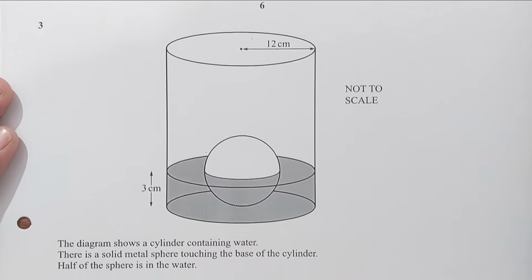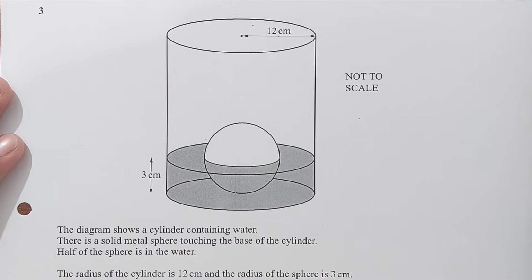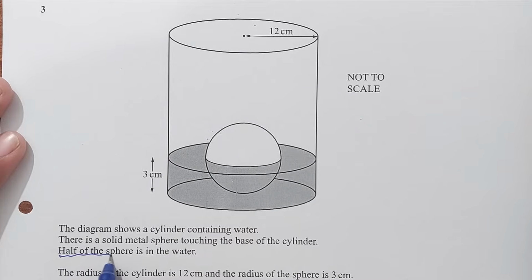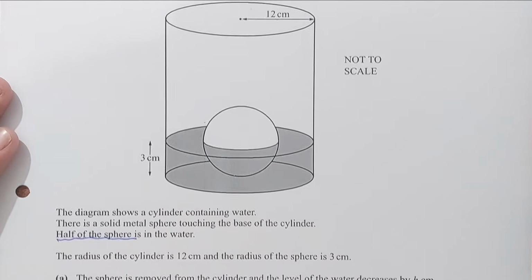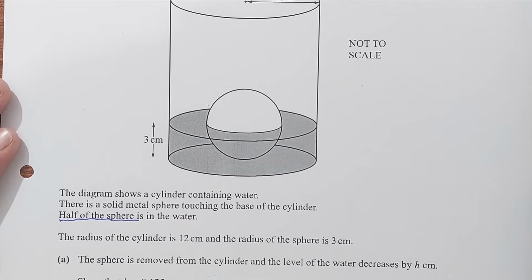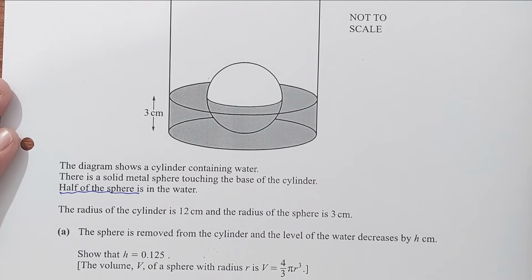Question number 3. The diagram shows a cylinder containing water. There is a solid metal sphere touching the base of the cylinder. Half of the sphere is in the water. So it means a hemisphere is in the water. The radius of the cylinder is 12 centimeters and the radius of the sphere is 3 centimeters.